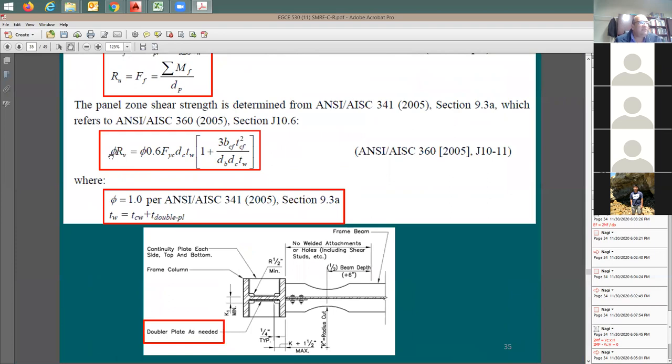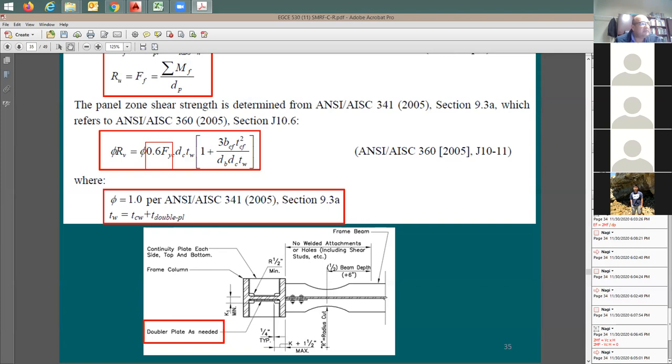This equation says phi R sub V, which is the strength for the Doppler plate, for the panel zone, is going to be equal to phi, and you know that phi usually is equal to one. And then you have 0.6 times Fy, which is the standard when you have shear strength, times the depth of the column, times T-web.